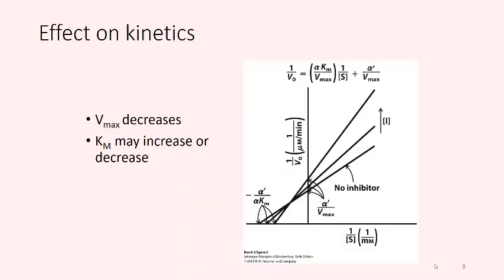The hallmark of this rarely seen method of inhibition is intersecting lines with the intersection point either to the right or the left of the y-axis. This is in contrast to competitive inhibition, where the intersection occurs on the y-axis.